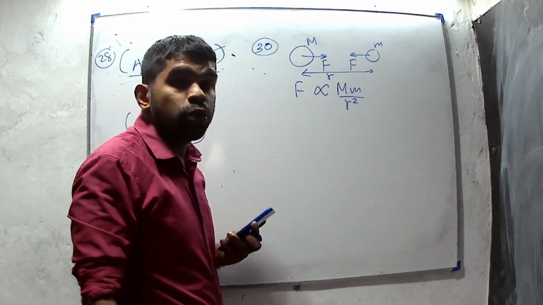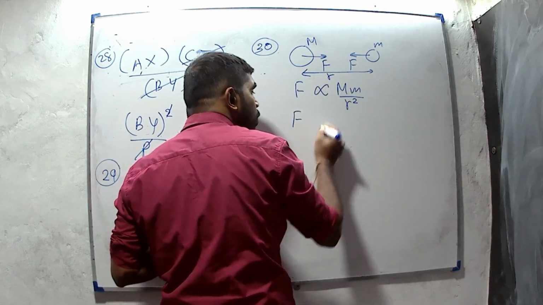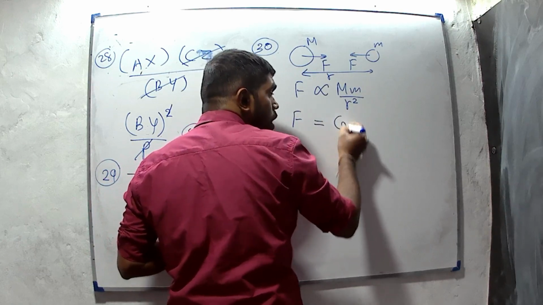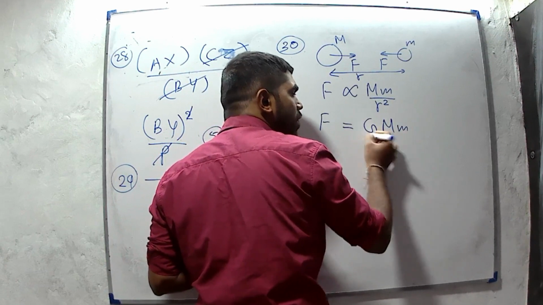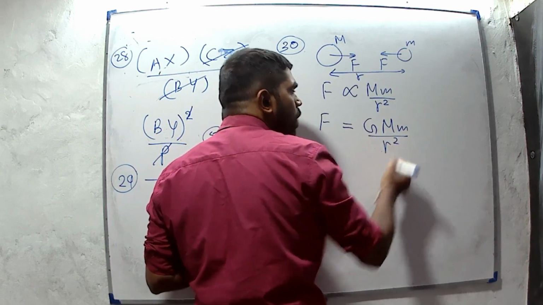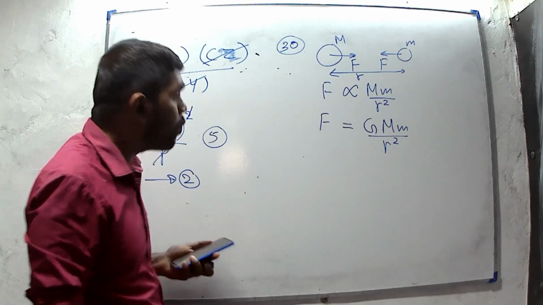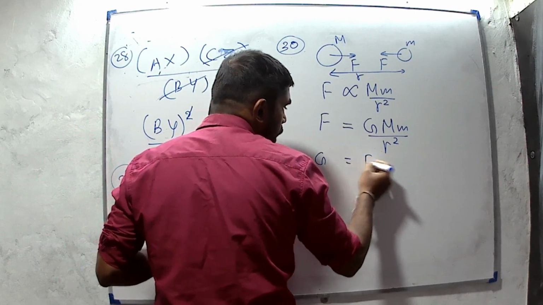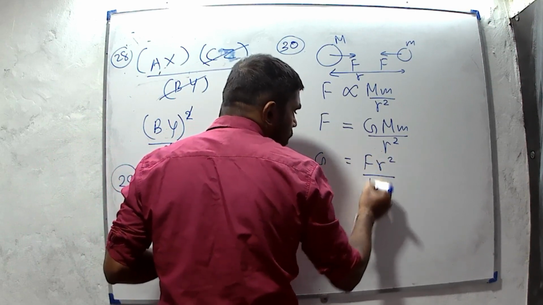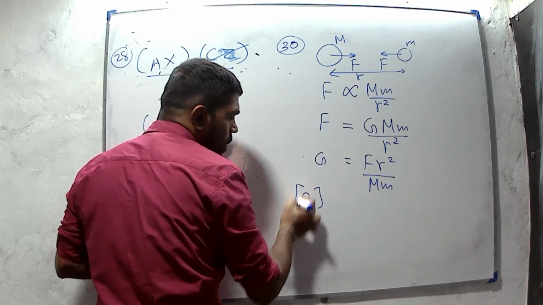Then we can use a constant for the proportional equation to convert it to an equation. The constant value is G, the universal gravitational constant. Then we get F equals GMm over r squared. We have to find the dimensions of G. Then I will make G the subject: F r squared divided by Mm. Then we can write the dimensions of G.